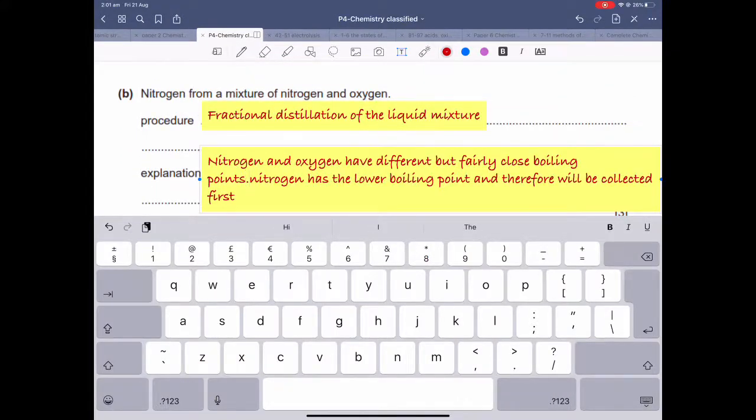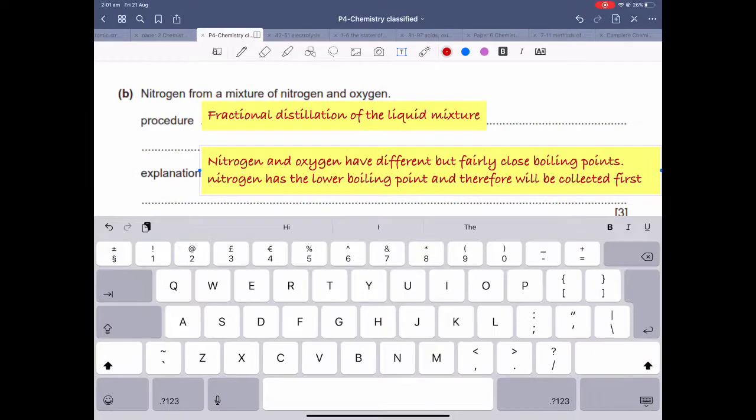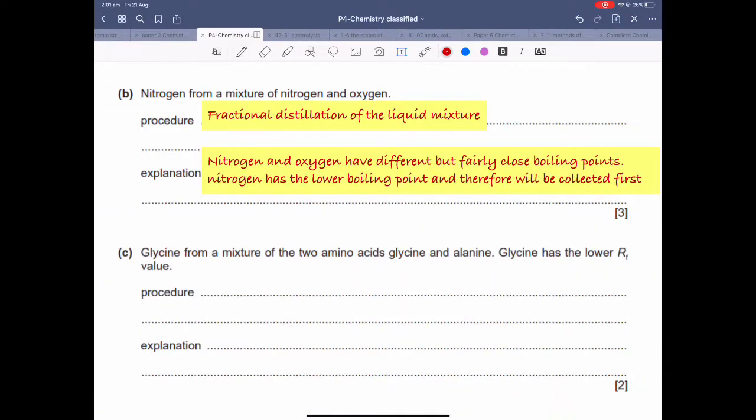Okay, finally the last part, C. Something similar to this has already been done on a previous video, so I'm not going to repeat that. This is regarding chromatography, or using chromatography to separate these two amino acids.